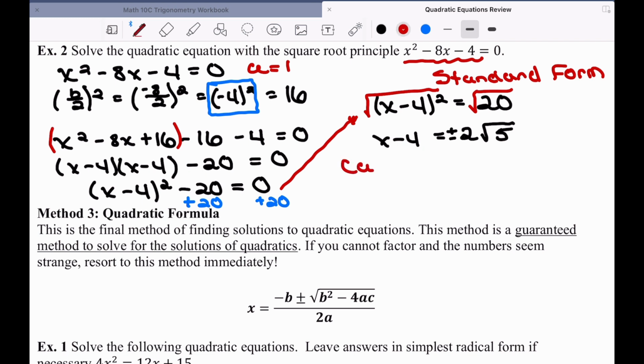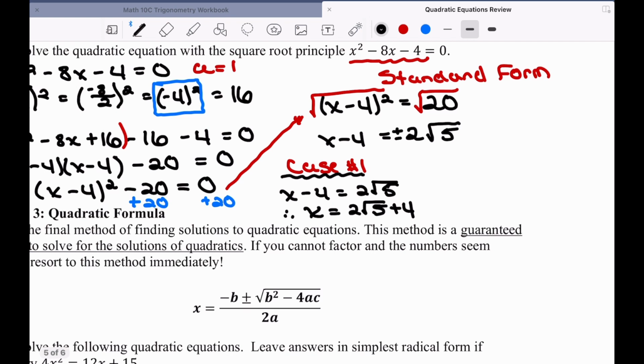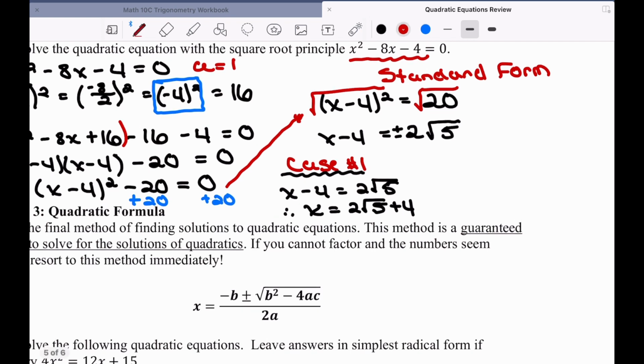Case 1, let's choose this as the positive. x minus 4 is equal to 2 root 5. It's the positive. So therefore, one of our x values or solutions is x is equal to 2 root 5 plus 4. And we could either simplify that into a decimal or leave it as that. Either would be okay, and they may specifically ask for a certain way, but in this case, we're just going to leave it as that.